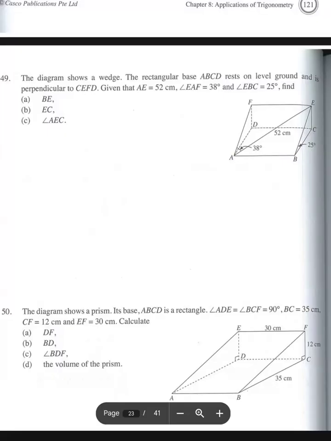Wait, I think I'm missing some information here. I don't have BE. Okay, so I look at this triangle here. This is 90 degrees. This is 90 degrees minus 38, which is 52. Okay, so I can use sine to find BE. Sine 52 equals BE over 52.